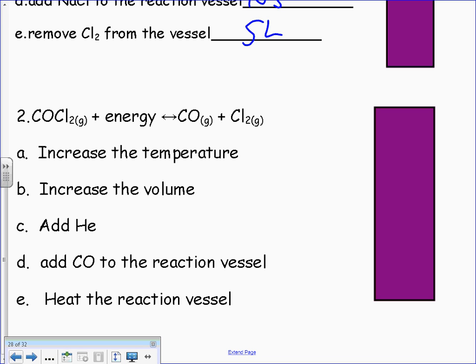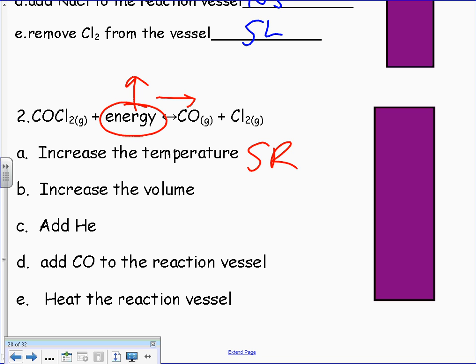Alright, we done with 2? Alright, let's check 2 then. Increasing the temperature, what happens? Shifting right, because temperature is kind of like a what in this case? A reactant or a product? Reactant, because temperature is energy, and it kind of aids in creating energy. So energy is increasing, you're like, oh no, I've got too much energy, and so I need to react it by shifting to the right.